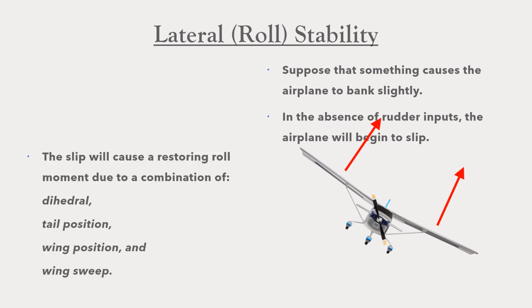That slip causes a restoring roll moment, and there's a few different effects that contribute to that, which we'll cover individually. Dihedral, tail position, wing position, and wing sweep.